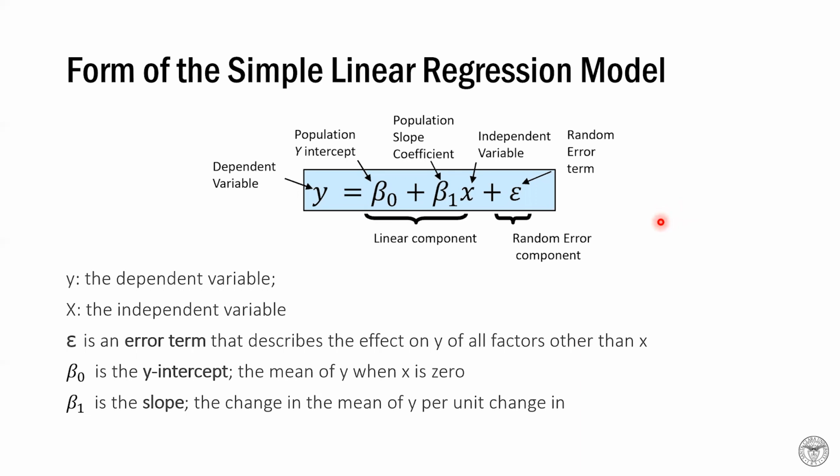The equation has the form y equals beta sub 0 plus beta sub 1 times x plus epsilon, where y is the dependent variable. That is the variable that goes on the vertical y-axis. X is the independent variable, which is usually plotted on the horizontal x-axis. Beta sub 0 is the y-intercept. Beta sub 1 is the slope of the line. And epsilon is the random error term.